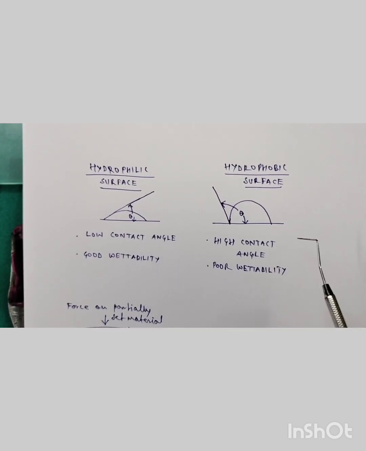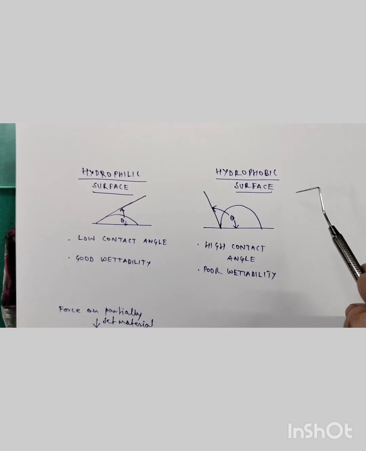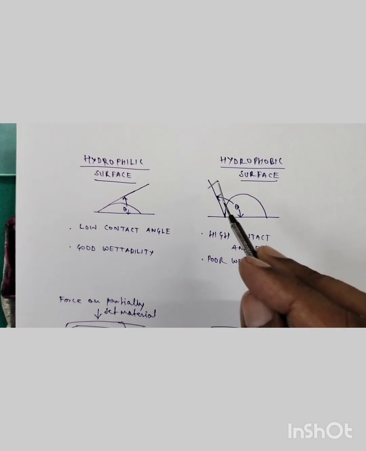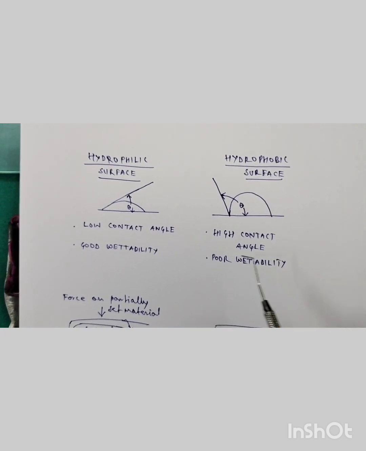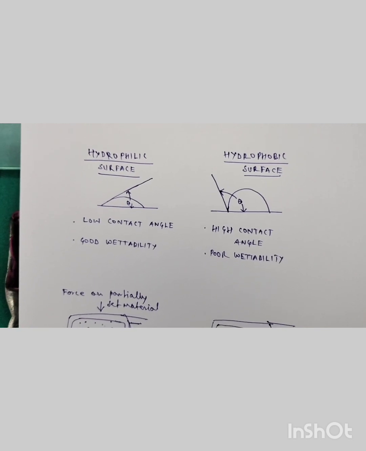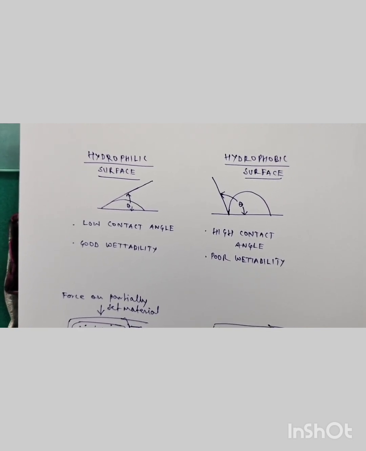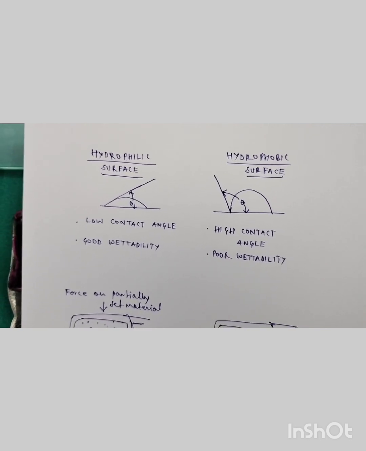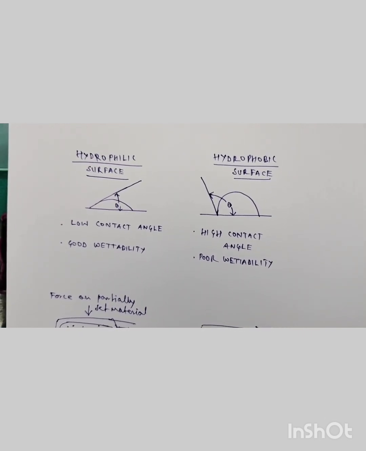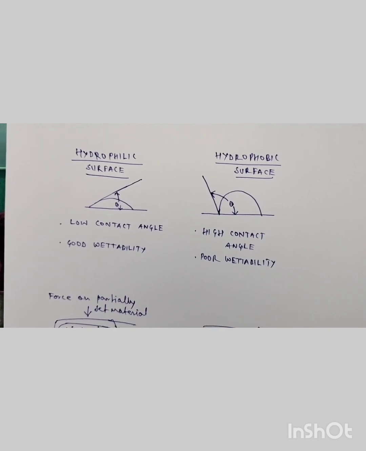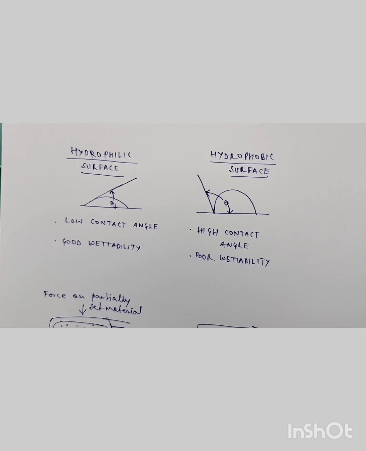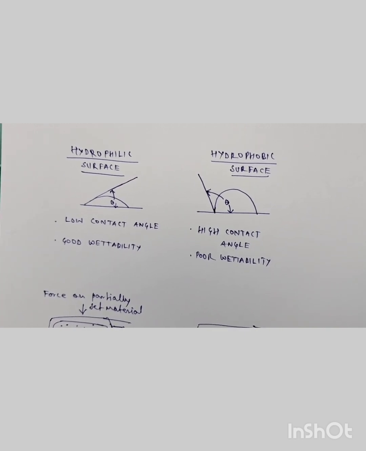In comparison, a hydrophobic surface has a high contact angle, making an obtuse angle, and because of that there is poor wettability. When you are pouring the cast, you have poor wettability. So when you have a hydrophobic material, the cast poured on this surface will have more voids in comparison to the cast poured on a hydrophilic surface. So there is a difference between the types of surface.